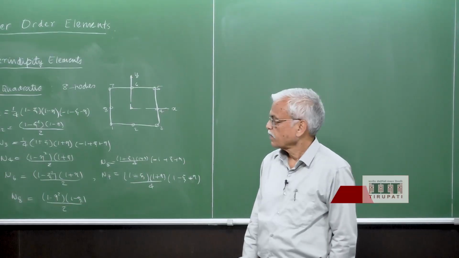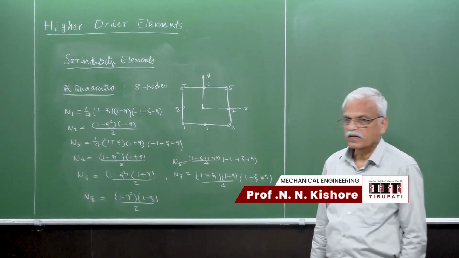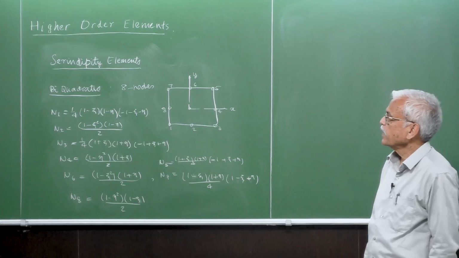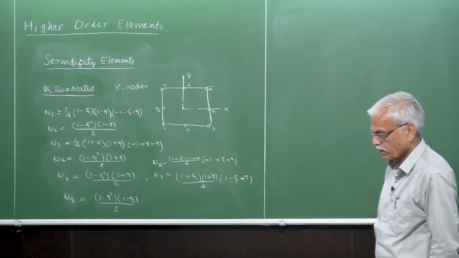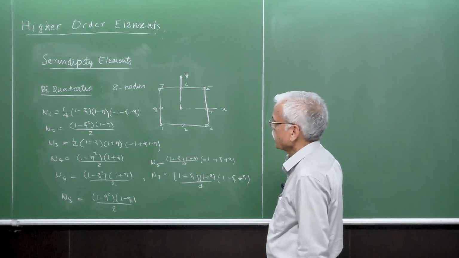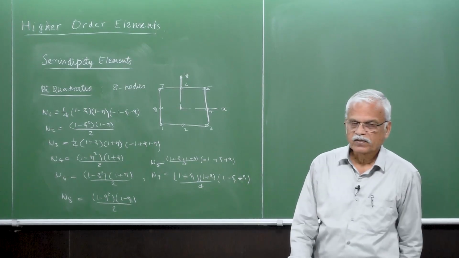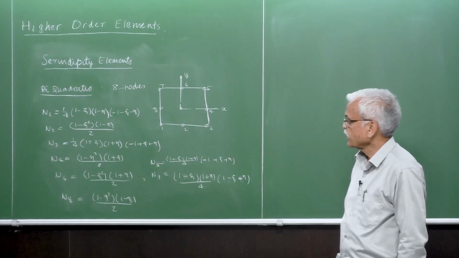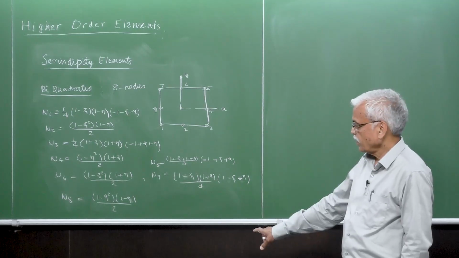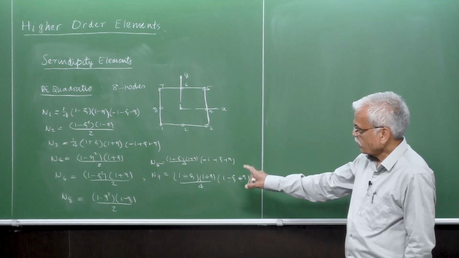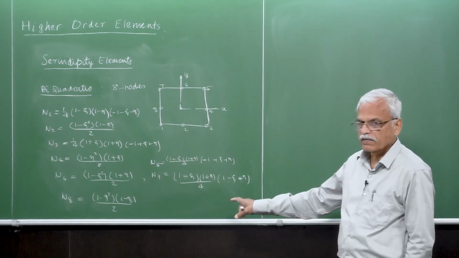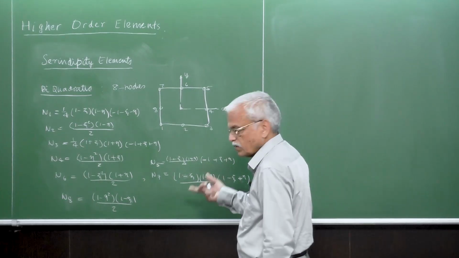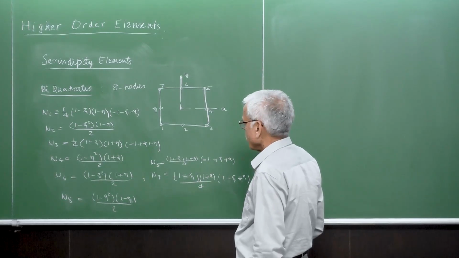Good morning, gentlemen. Let's get back to the continuation of our lecture on devising the higher order elements for 2 dimensions. We have seen 2 types of approaches, the Lagrangian approach, Lagrangian elements, and then we also looked at the serendipity. Serendipity is where people have devised the shape functions just by chance. So that's why the serendipity is there.